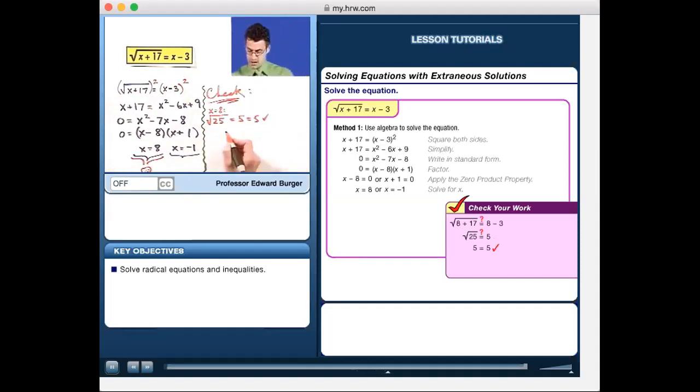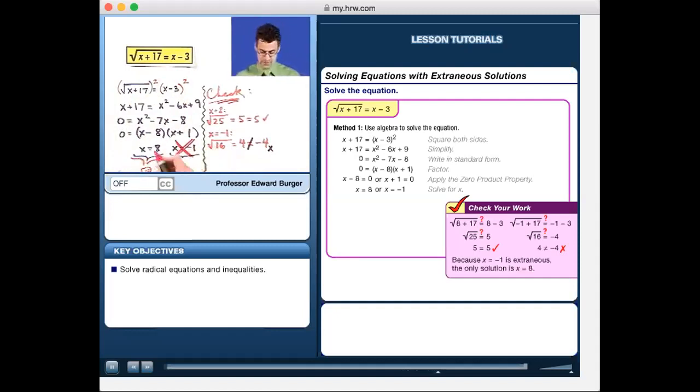Good. What about the x equals -1? Let's check that. Here I've got square root of, put a -1 in here. -1 plus 17 is going to be 16. Square root of 16 is 4. And does that equal, when I put in a -1 here, -1 minus 3 is -4. Aha. No, this is not equal. This does not check. And in fact, we see this is not a solution. This is actually an extraneous root, extraneous solution. There's only one. And you can see the power of checking.